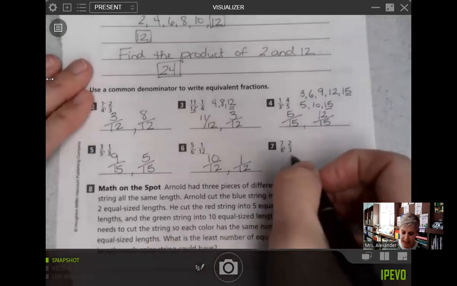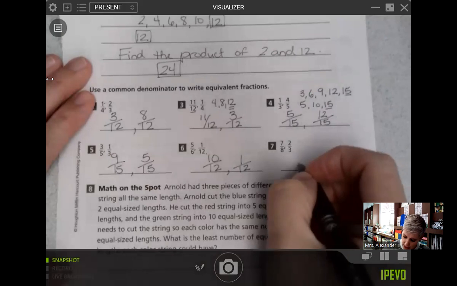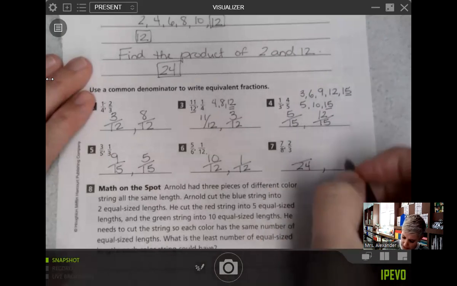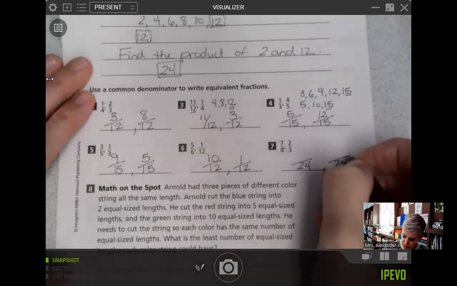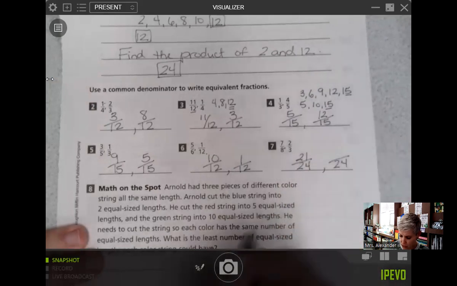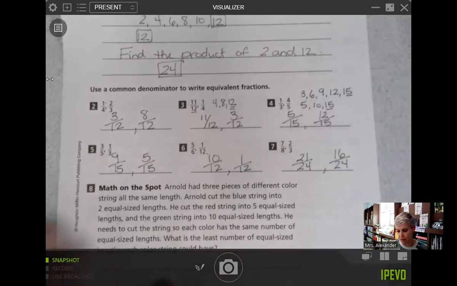And then 3 and 8, as I'm thinking just in my head of these multiples, I'm not coming up with one that's jumping right out at me. I'm going to multiply those two denominators and get that product of 24. So I did 8 times 3, I'll do 7 times 3. I did 3 times 8, I'll do 2 times 8. And there will be our equivalent fractions.